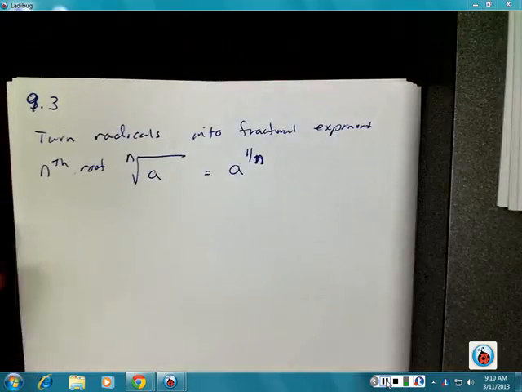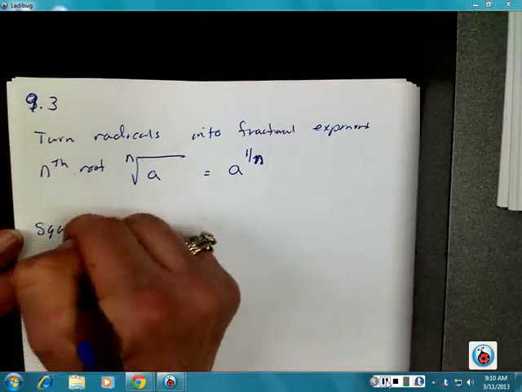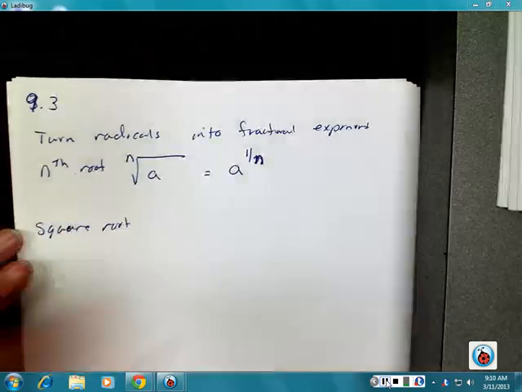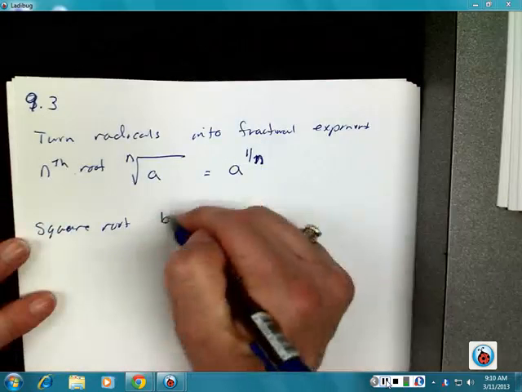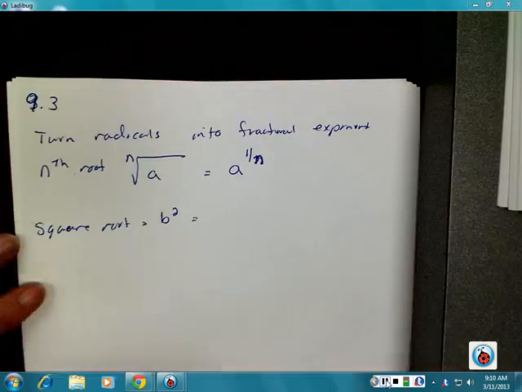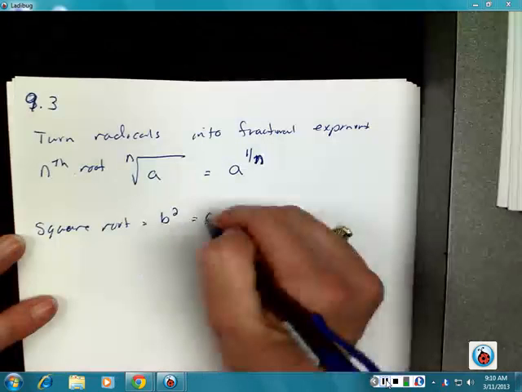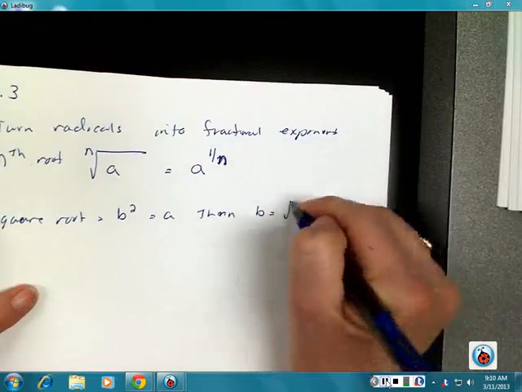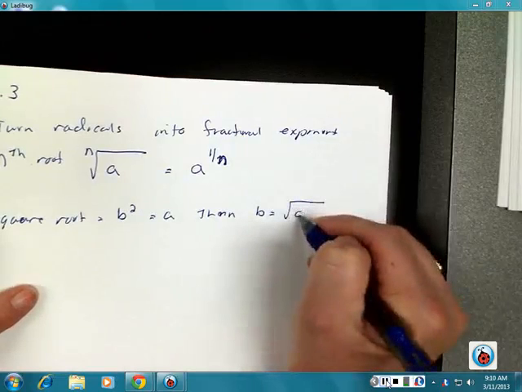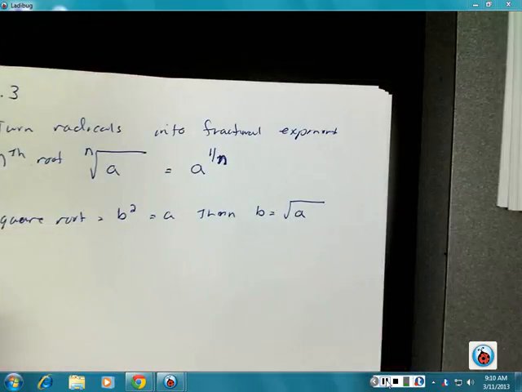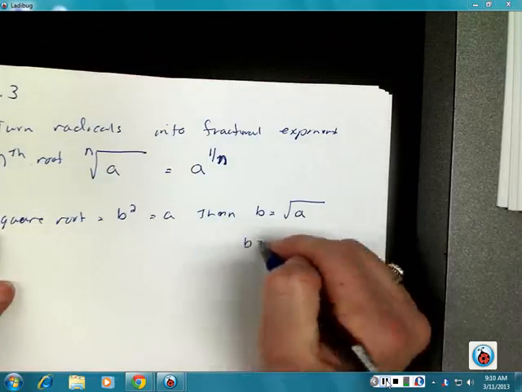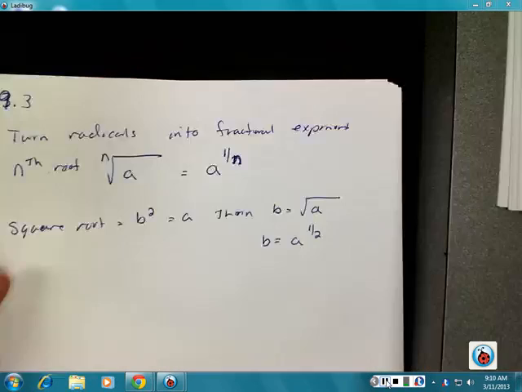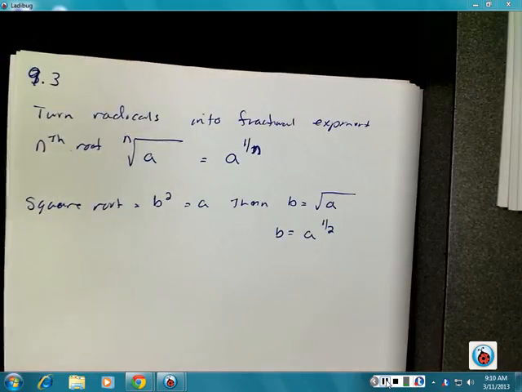So what in the world does this look like? So if we have a square root, and in our square root we have b squared. So if I turn this around, equals a, then b is equal to the square root of a. And if b is equal to the square root of a, then we could also say b is equal to a to the 1/2 power, because it's a square root. Hopefully that makes a little bit of sense.